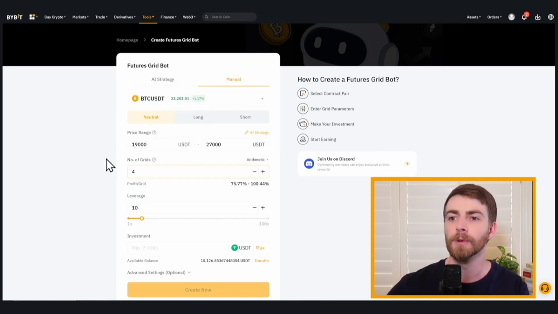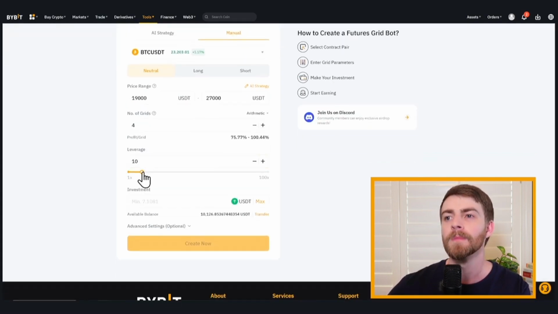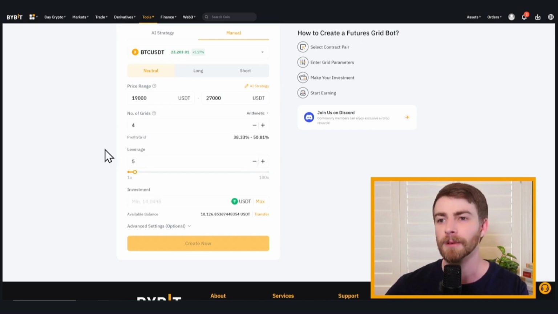We're going to select 4 grids, and the other thing that we have to choose is our leverage level. Now, this is a pretty big price range, I will admit. We've got pretty big stretches between 19,000 and 27,000 divided by our 4 grids. So instead of 10x leverage, I'm going to bring this down to, say, 5x leverage.